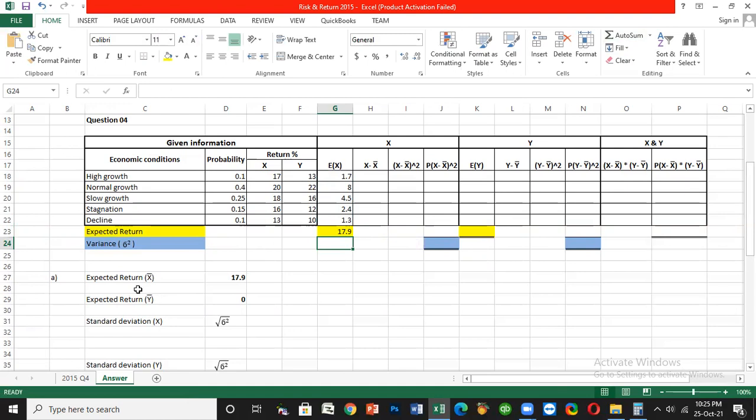Likewise, we can calculate the expected return of Y. Probability multiplied by return of Y 13, so 1.3. Then the sum of these values is the expected return of Y. So the expected return of Y is 16.9.